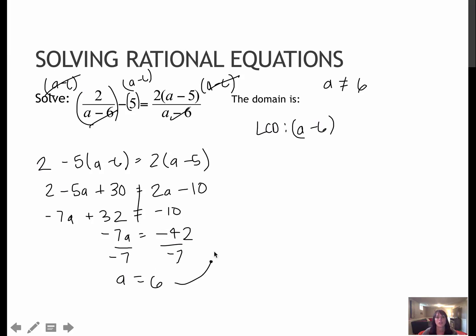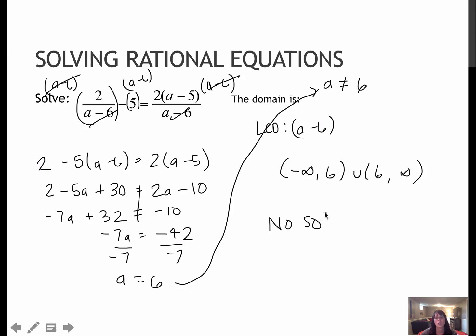Now here's where I have to be careful. I said at the beginning that my domain was everything except for 6, which would be negative infinity up to 6 and 6 up to infinity. But I just found that my solution is 6. And so what that means is this is a no solution question. If I plug 6 back in, notice I would plug the 6 in as the denominator. 6 minus 6 is 0, so I'd have 2 over 0, which is undefined, which is why there's no solution.